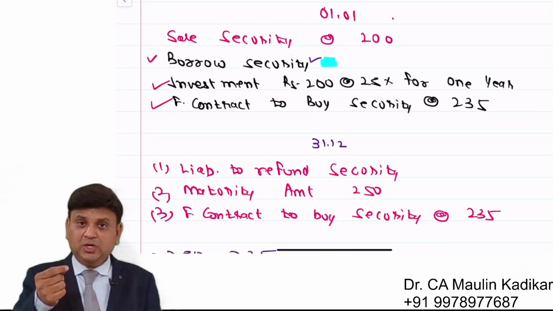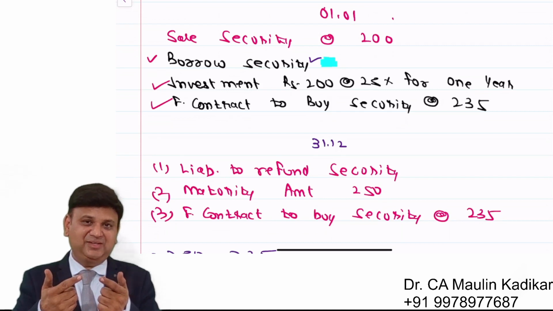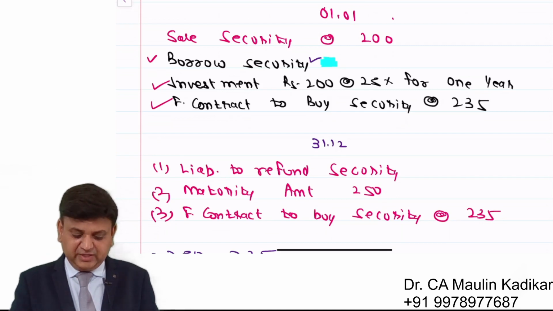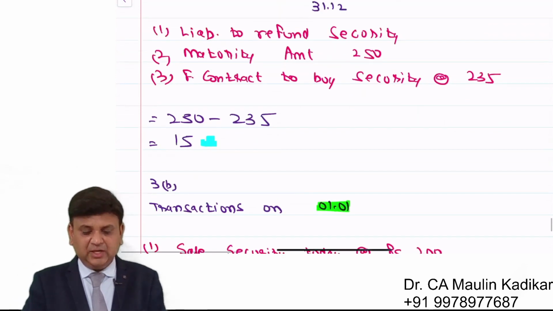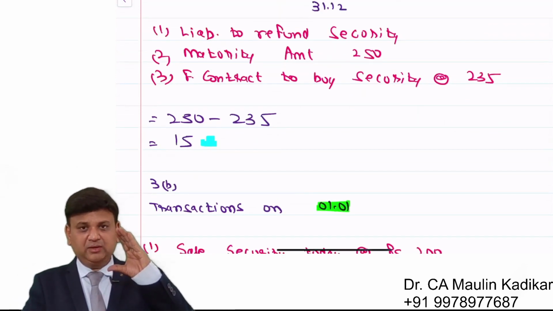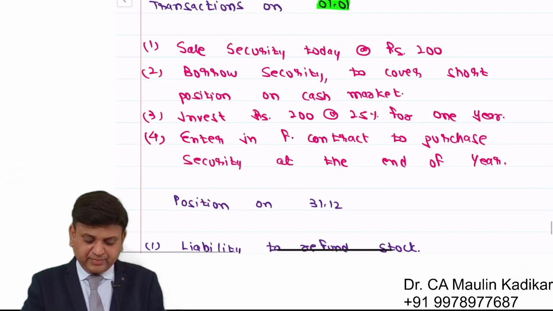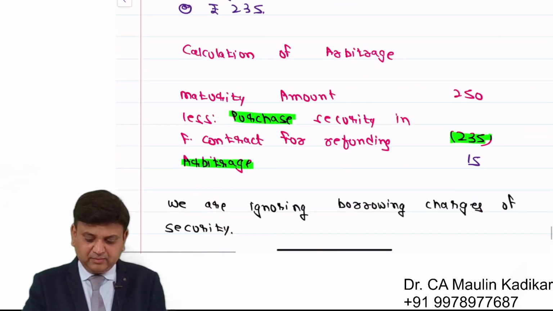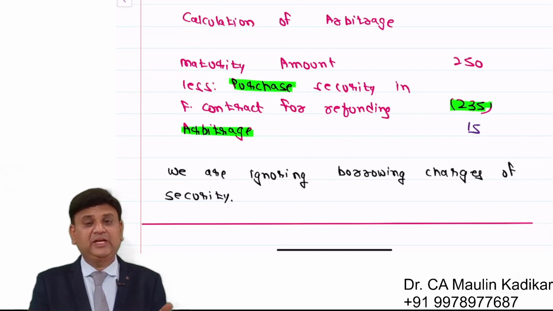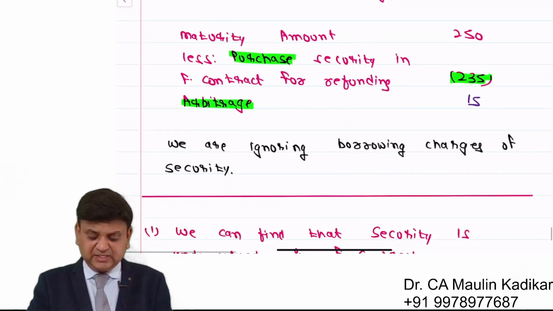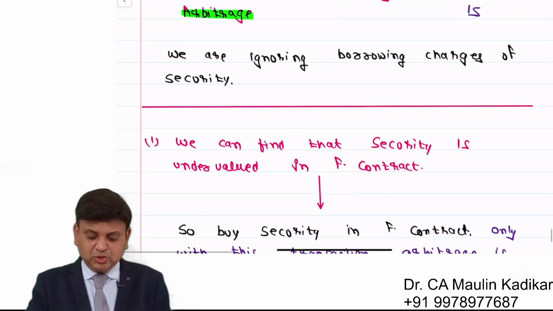Then you will borrow stock to cover the short position. 200 rupees is invested at 25% for 1 year. At the end of the year, you will have maturity of 250. You will purchase security to refund it at the rate of 235. Hence, you end up with the arbitrage of 15. Importantly, the borrowing charges information is not given, so we are ignoring it.